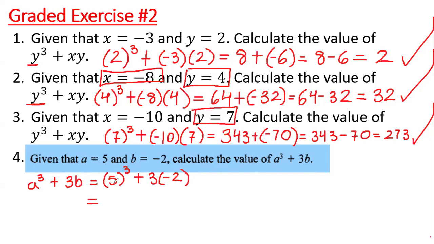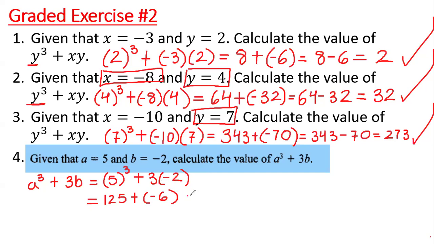What is 5 cubed? 125. Very good. 5 cubed is 125. And then 3 times negative 2 is what? Negative 6. Very good.